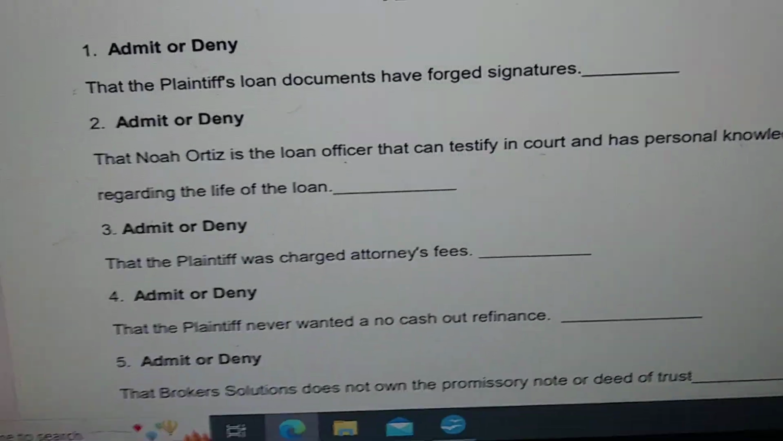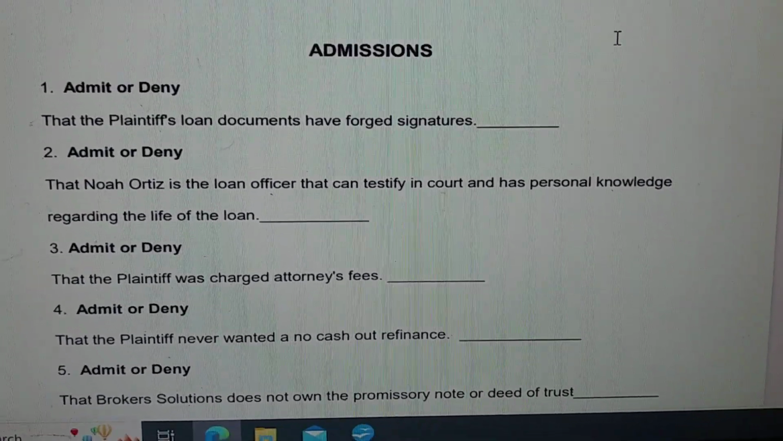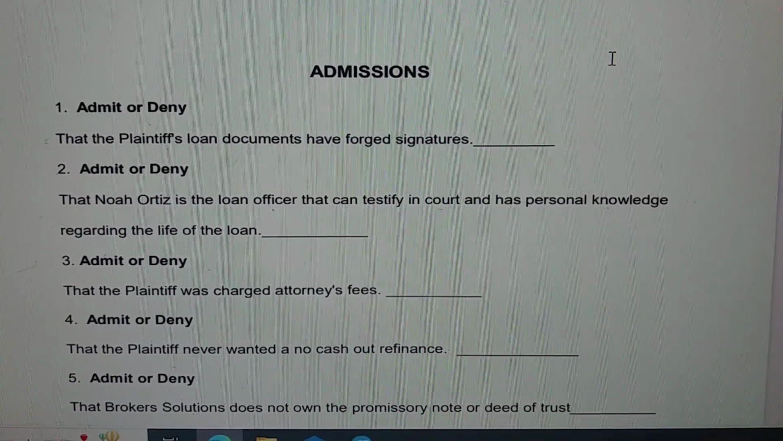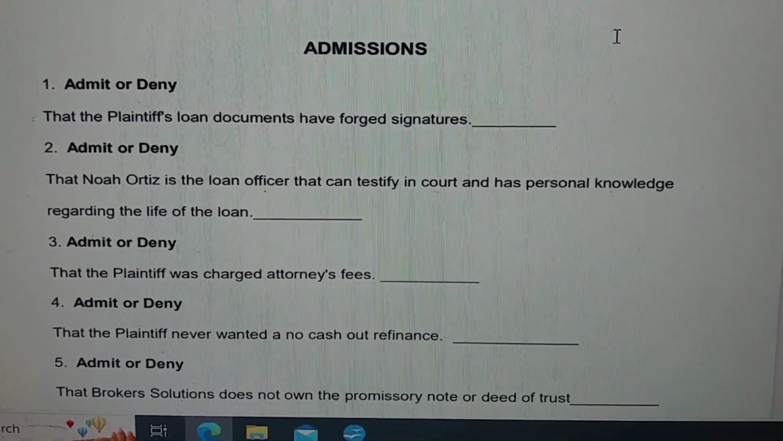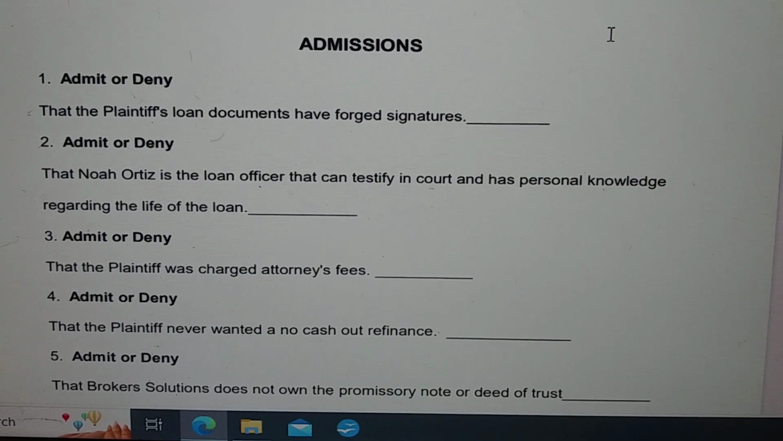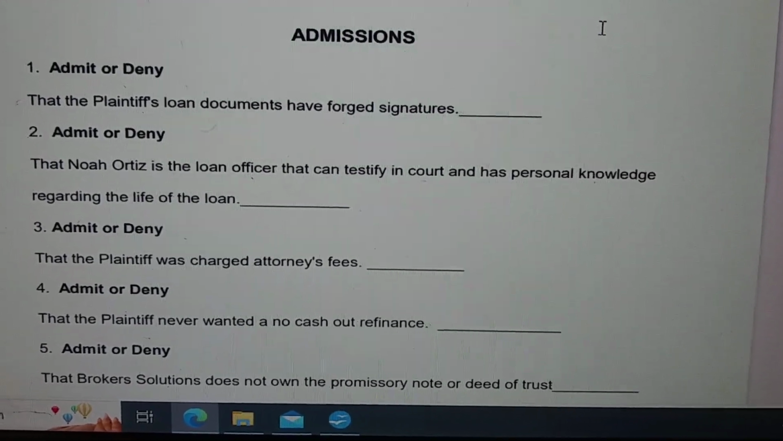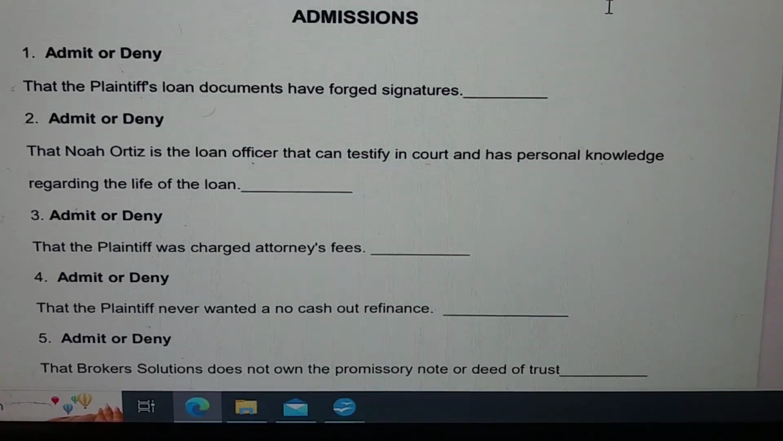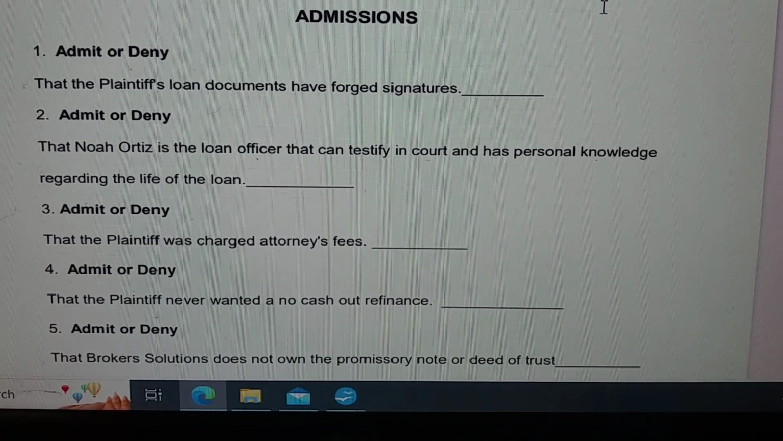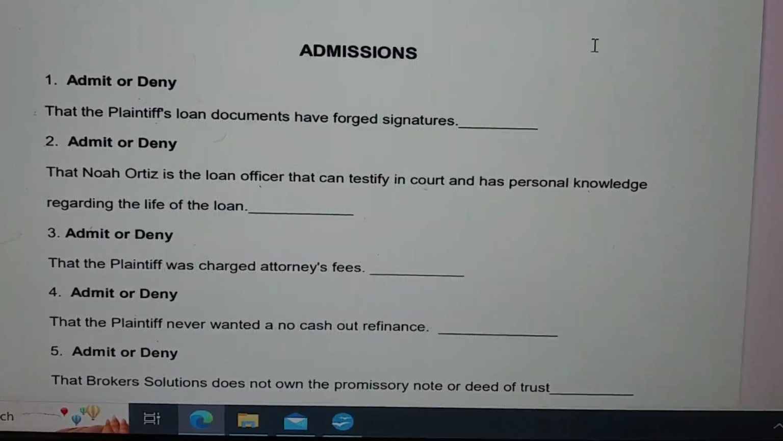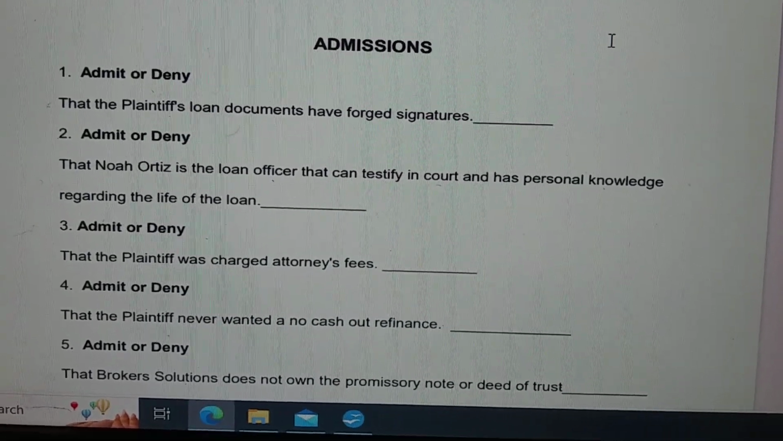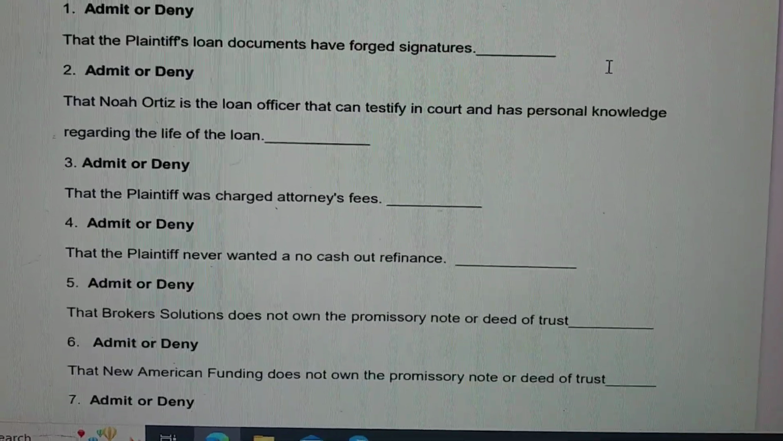Okay, so the first one, admit or deny that the plaintiff's loan documents have 4 signatures. Admit or deny that Noah Ortiz is the loan officer that can testify in court and has personal knowledge regarding the life of the loan. Number 3, that the plaintiff was charged attorney's fees. Number 4, that the plaintiff never wanted a no cash out refinance.